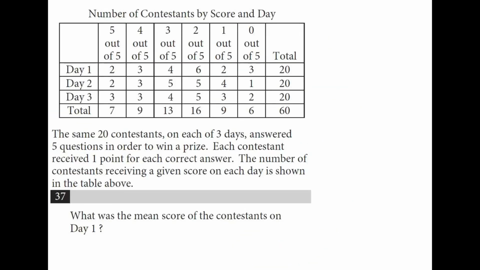So we get 1 point for each right answer. So this is 2 times 5, plus 3 times 4, plus 4 times 3, plus 6 times 2, plus 2 times 1, plus 3 times 0. Or whatever that sum is, we're going to divide by 20. And that gives us 2.4.